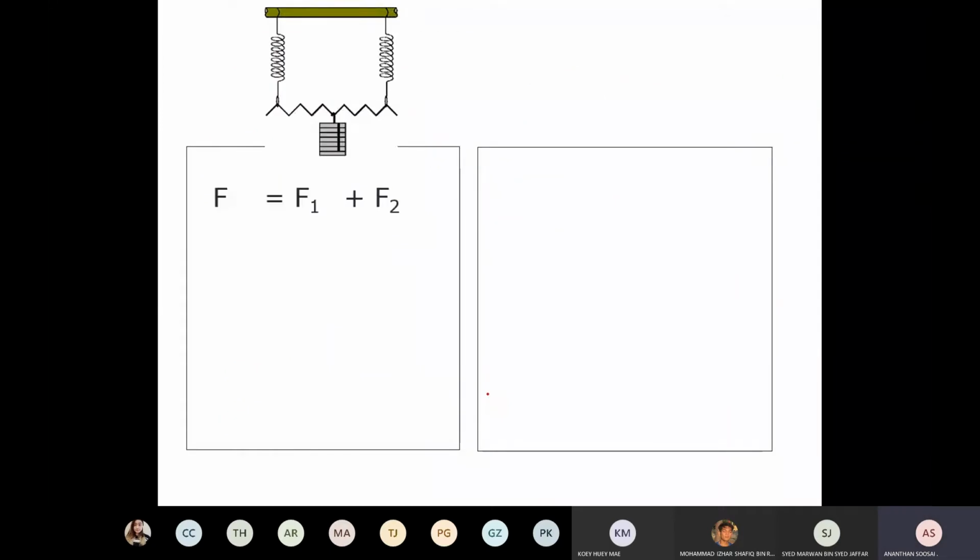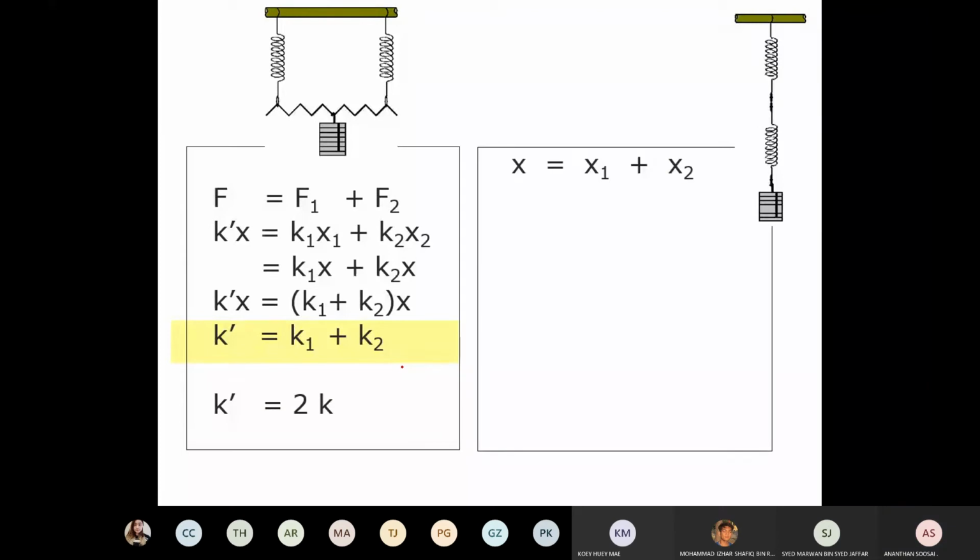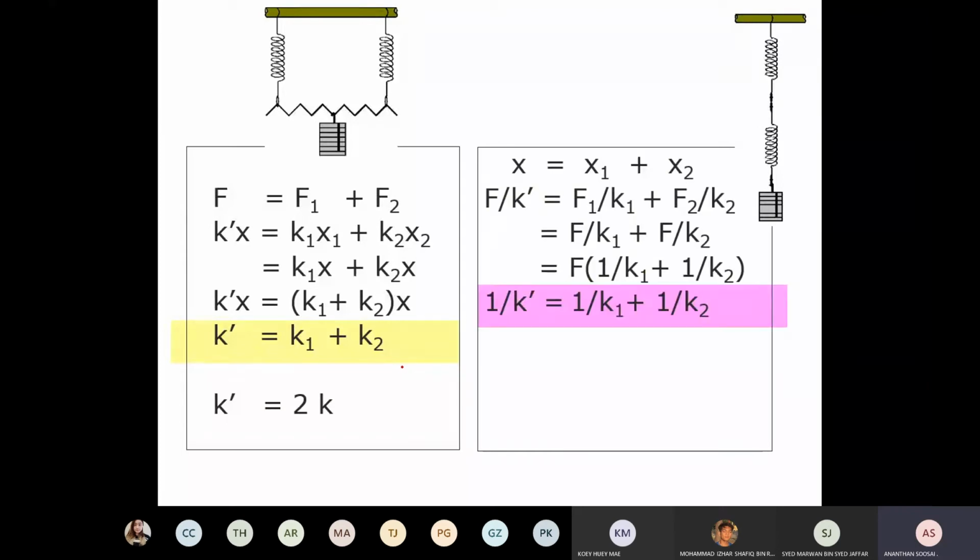Okay, so F1 plus F2, this is the derivation of it. So the final K is K1 plus K2. The derivation you don't need to know, but you need to accept the final formula. The K, you just add them. 2K for this case. And for series, the formula is 1 over K equals 1 over K1 plus 1 over K2. We just accept the last two. The derivation, no need to know. Okay, so it becomes half K, less stiff.